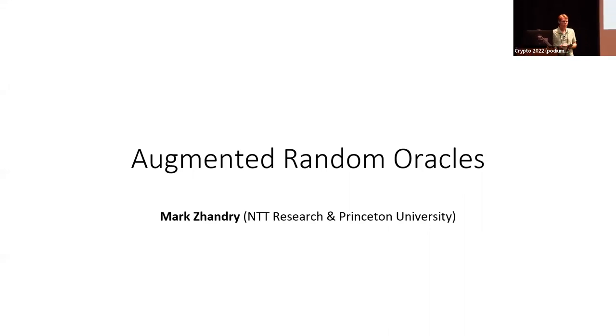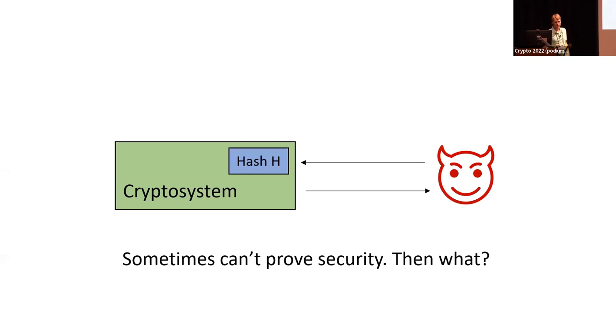So today I'll be talking about a new idealized model, which refines the random oracle model in a way that tries to avoid uninstantiability results. Imagine we have a crypto system that makes use of a hash function H. Unfortunately, no matter how hard we try, we don't know how to prove security of the crypto system under any typical assumption about H, such as collision resistance. Maybe there is even some sort of impossibility demonstrating that such a proof is impossible. So what do we do?